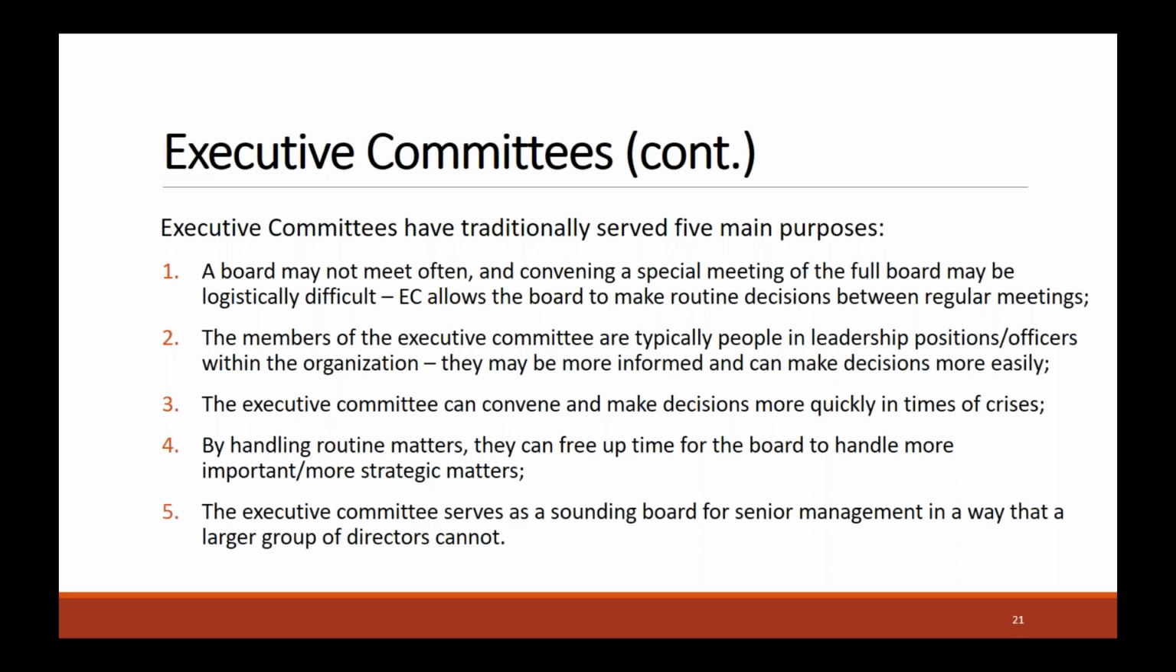And finally, the executive committee can serve as a sounding board for senior management in a way that a larger group of directors cannot. So these are some of the rationales that people have for using an executive committee.